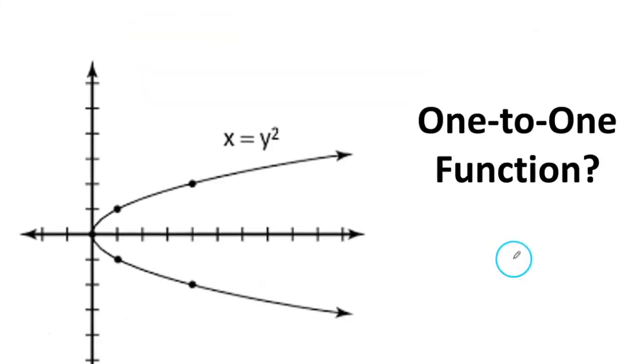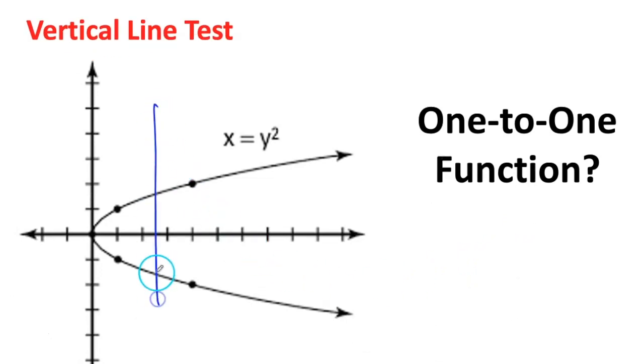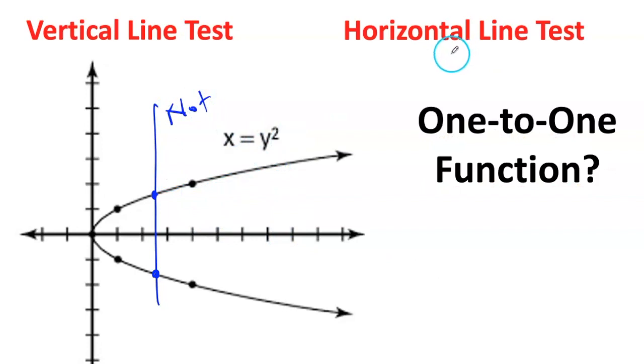What about this one? Is this a one-to-one function? Vertical line test. Oh, it failed the vertical line test. So this is not even a function to start with. Therefore, do I need the horizontal line test? No, it's not a one-to-one function because it failed to be a function originally.